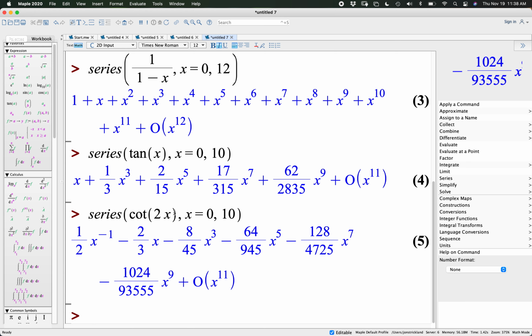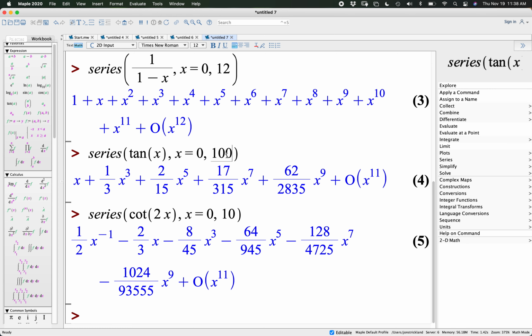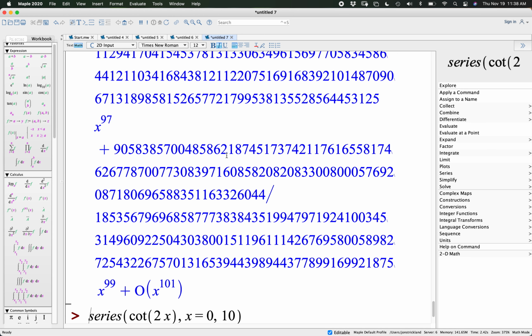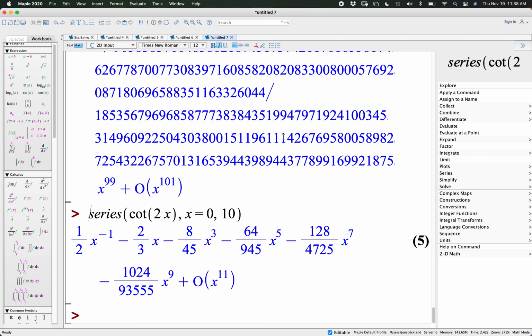How many tangents and cotangents can you do before it breaks Maple? That I do not know. That's a good question. If I tried out like 100, woo, yeah. That was almost instant too. Yeah, yeah.